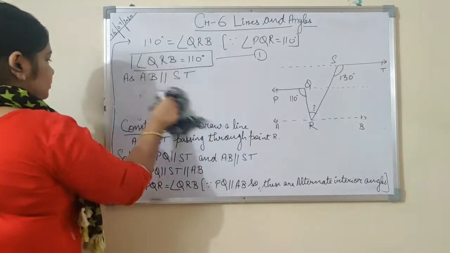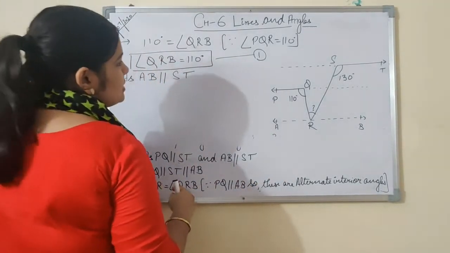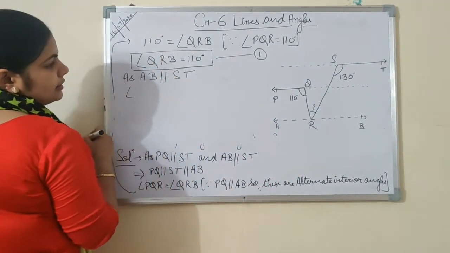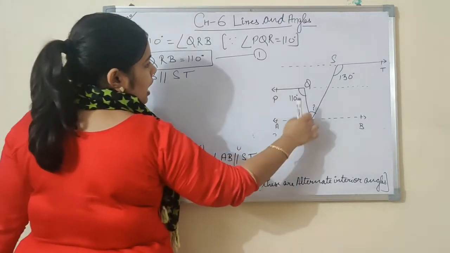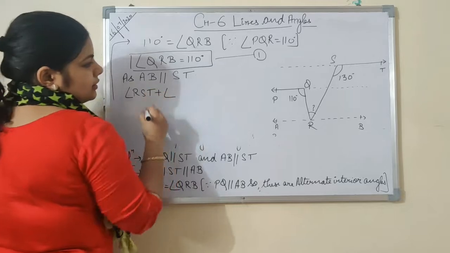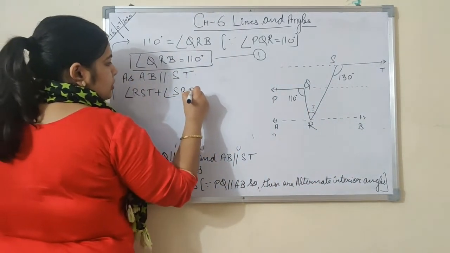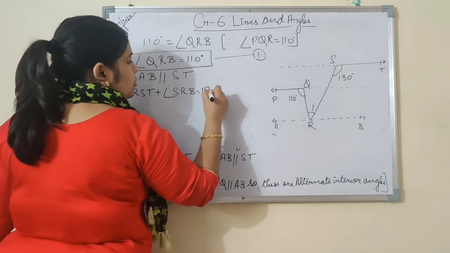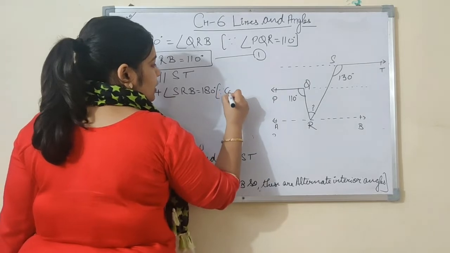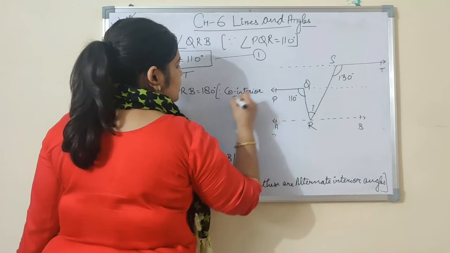So, you can see here that as AB is parallel to ST, so I am writing angle RST plus angle SRB is equal to 180 degrees. What is the reason? You all know that by co-interior angles we can write this.